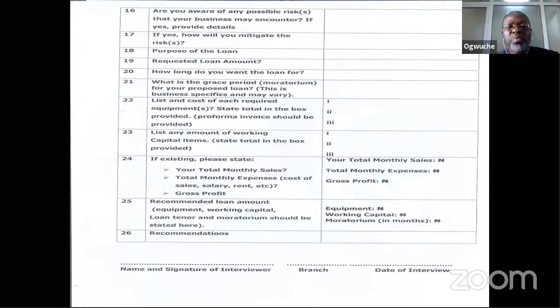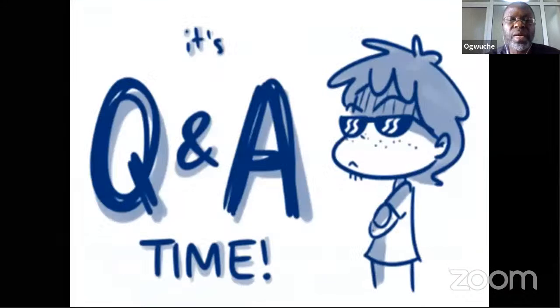Okay, so your own responsibility stops at item 23. Items 24, 25 and 26 are the responsibility of the bank, and they're going to extract that information from what you have completed. Then name and signature of interviewer, date of interview and the branch. So that is how that form is composed. Those are the expectations. Okay, so that is about that form.